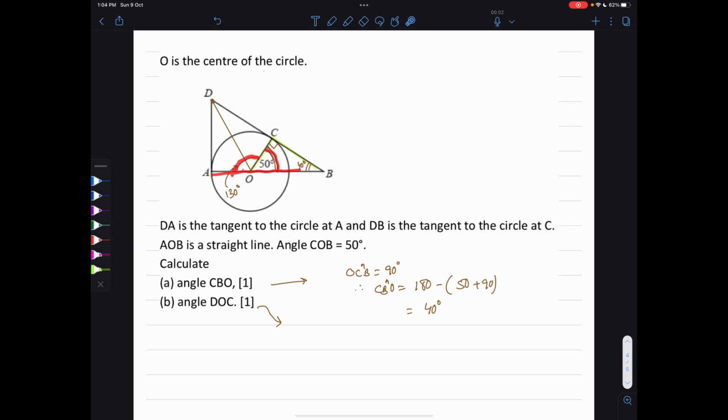Now if you know that this angle COA is 130, then recall property number 4, that says that if you pass a line through the external point to the center of a circle, it is going to bisect the angle. So if this angle was 130, the angle DOC is going to be half of 130, that is 65. So angle DOC is going to be 65 degrees.